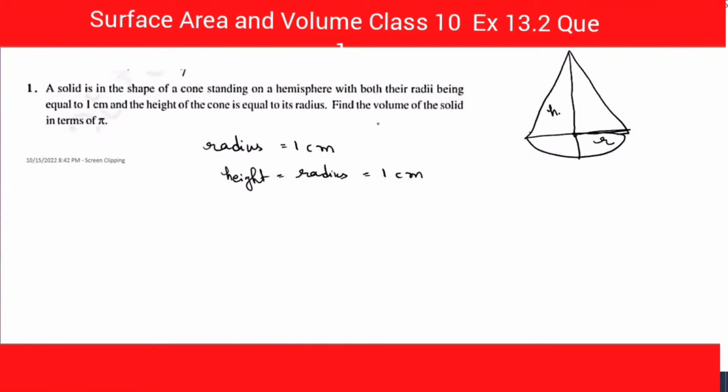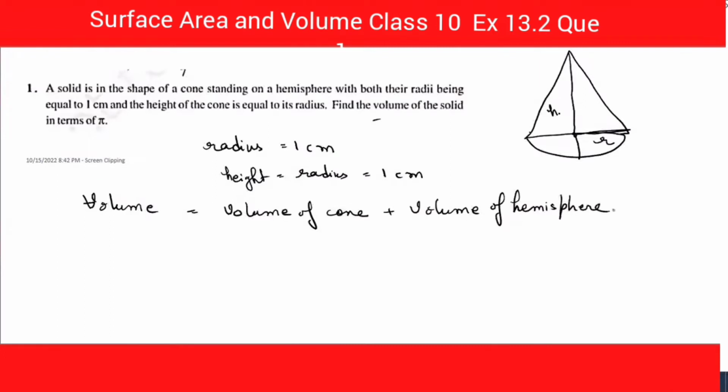Now we have to find the volume of the total solid. So what is the total volume? It is the volume of the cone plus the volume of the hemisphere. Very good. So what's the formula for it? 1 by 3 pi r square h. There's no need to find the slant height. For the hemisphere, we have 2 upon 3 pi r cube.